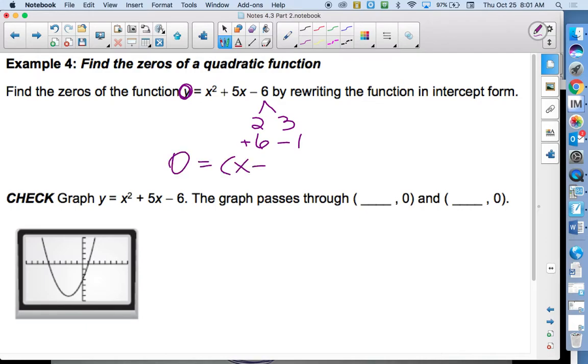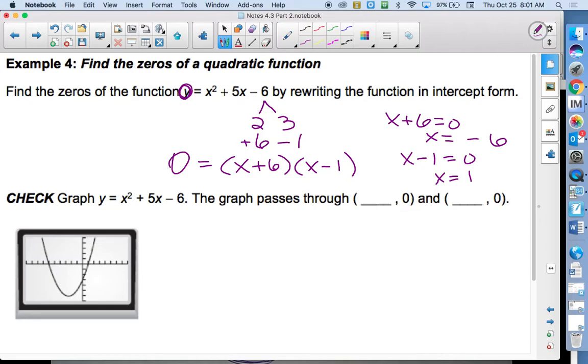So x plus 6 and x minus 1. So Will, the two solutions, if we set each of those equal to 0, would be what? X equals 1 and x equals -6. Good.